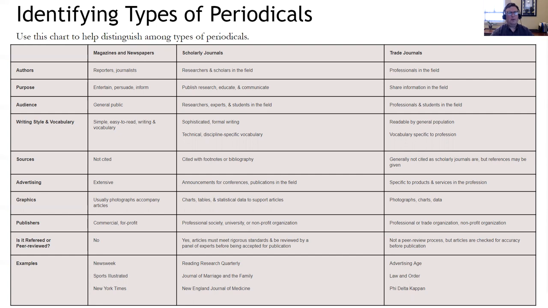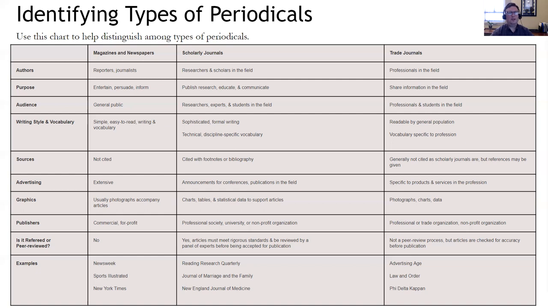And then again, with a magazine and newspaper, usually the purpose is just to generally inform you of what's going on, entertain, persuade. It's not really meant for depth. It's more to give you an overview. Whereas with a scholarly journal article, it's really more about research, education, communication. It's going to be in-depth. It's going to oftentimes be on a very specific topic. And they're usually much longer than a magazine or a newspaper article.